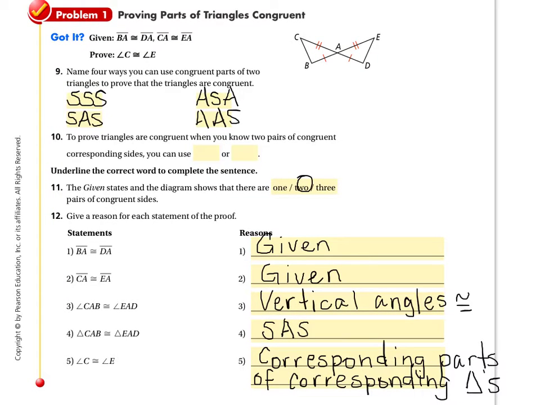On problem number 1 here, we're trying to prove parts of triangles congruent. As you can see in number 9, I've listed the 4 ways that we've talked about proving triangles congruent: side-side-side, side-angle-side, angle-side-angle, and angle-angle-side. Now to prove that triangles are congruent when you know 2 pairs of congruent sides, the only options you have where you need 2 pairs of sides are side-side-side and side-angle-side.